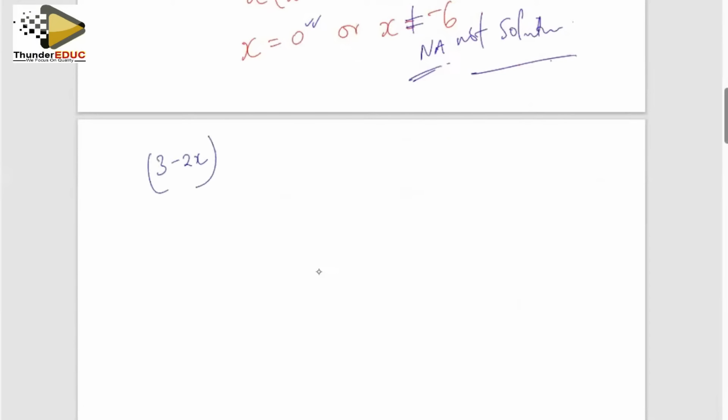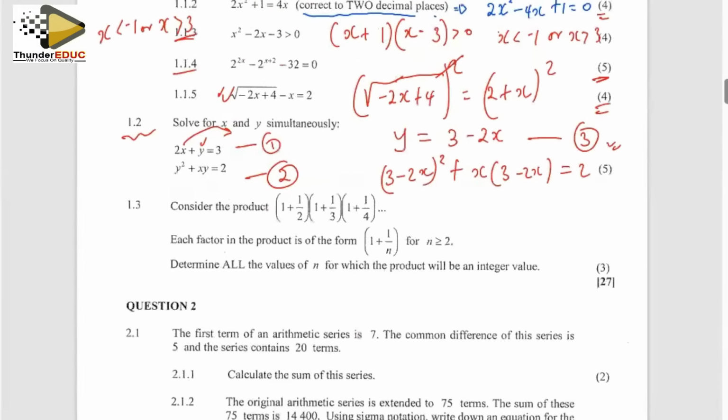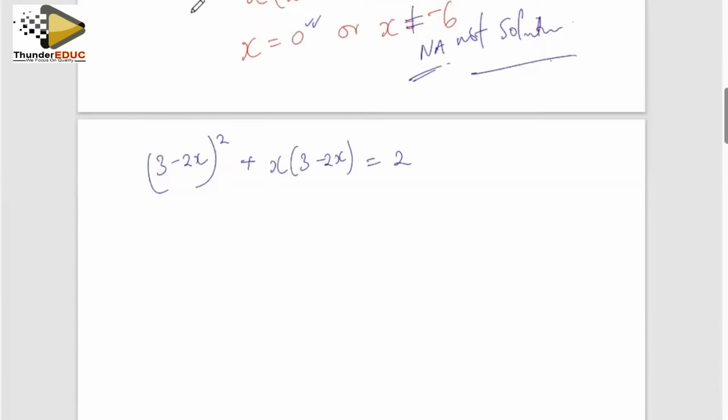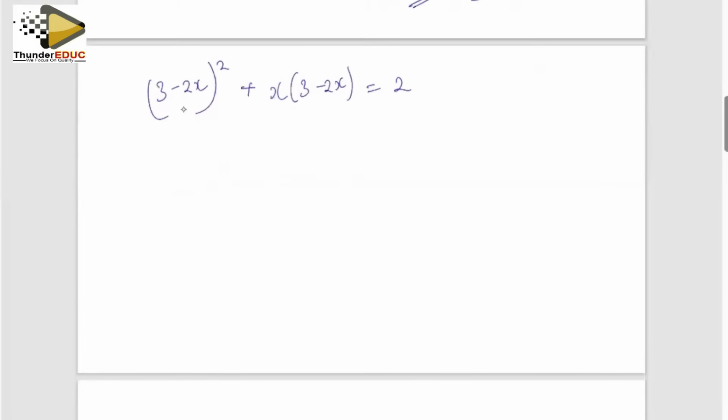That is squared. We said plus x into 3 minus 2x. This must give us a 2. All right, so let's open this up. So when you open this square bracket, 3 squared is going to give us a 9. 3 times 2 is a 6 times 2, which is minus 12x. And then 2x squared must give us a positive 4x squared.